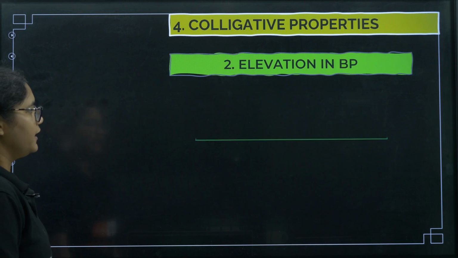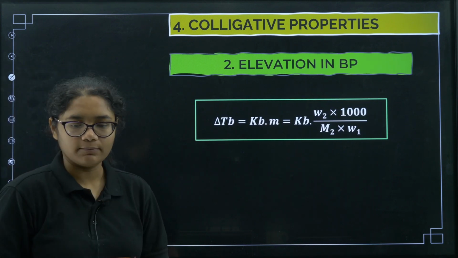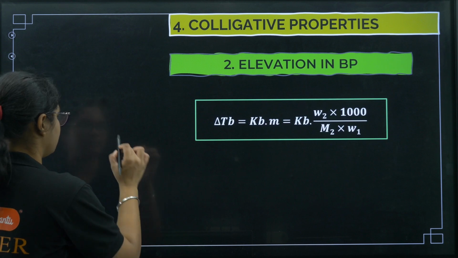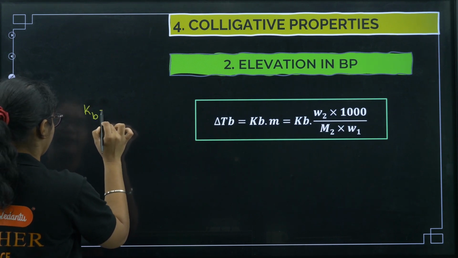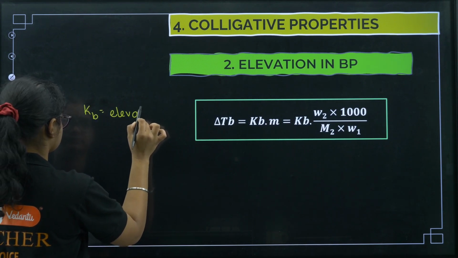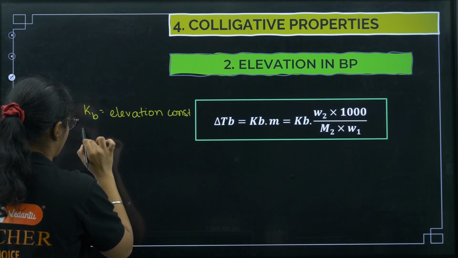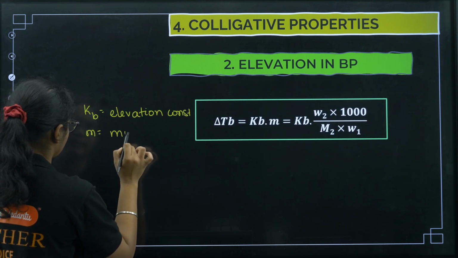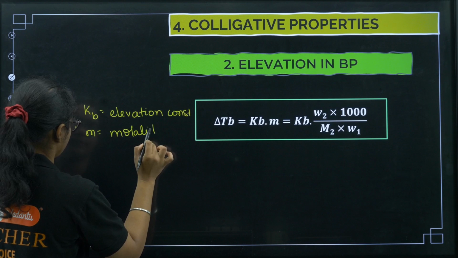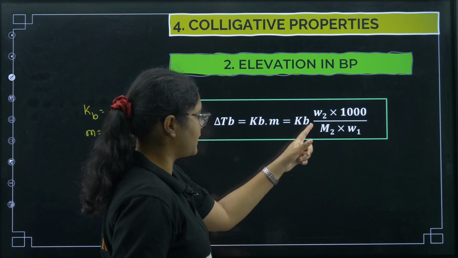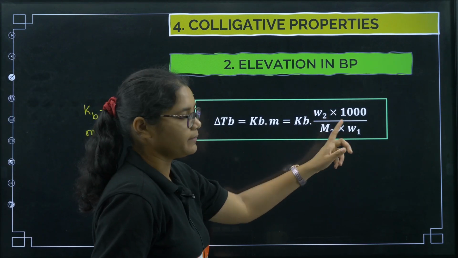Okay, next coming to elevation in boiling point. So delta TB is equal to KB into m. Here KB is what? Elevation constant, and m is molality. So this formula is very important. The molality can be expanded like W2 by M2 into 1000 by W1.